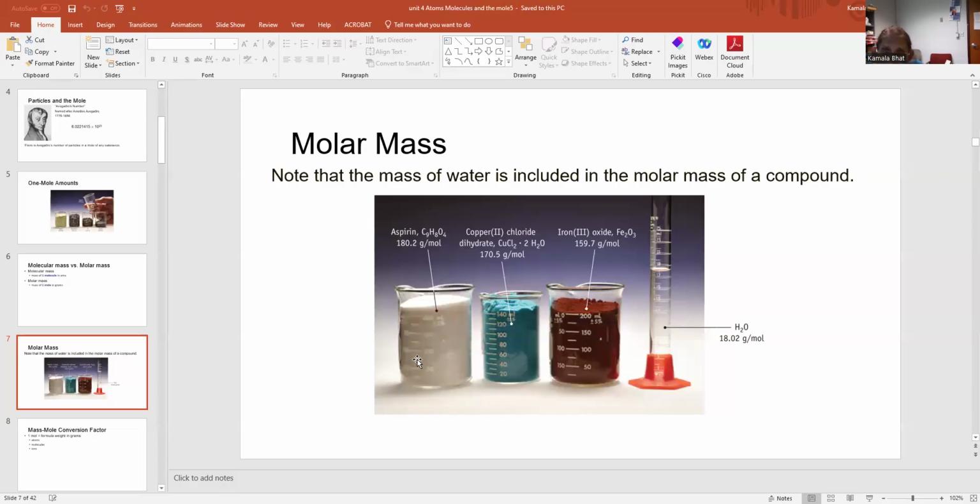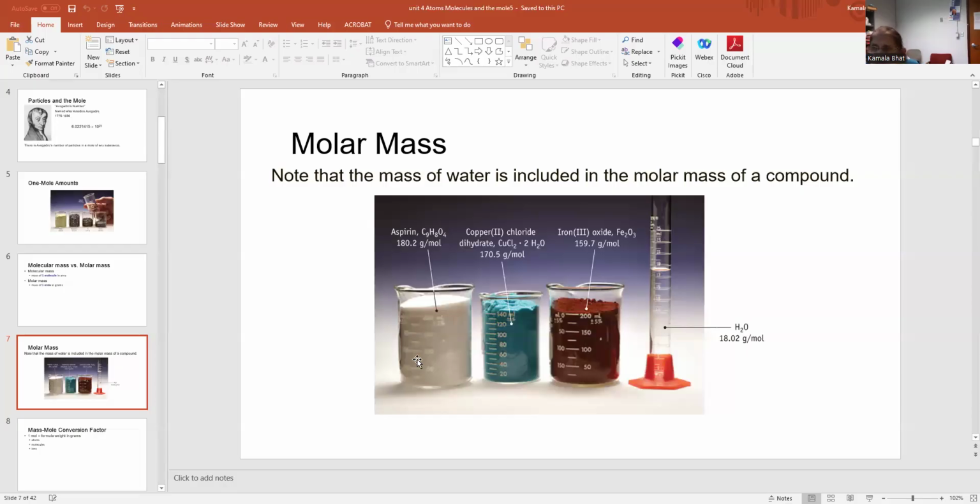Now, in order to calculate the molecular mass of this, remember and note the dot does not represent a multiplication sign, nor does it represent a decimal. It tells us that you have to add the molar mass of copper chloride and then find the mass of 2H2O and then add them up together.